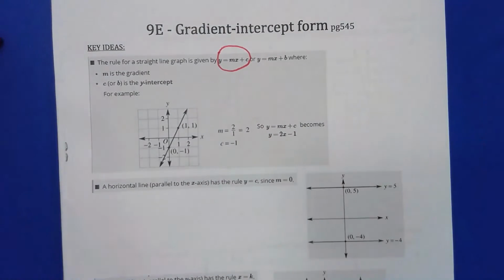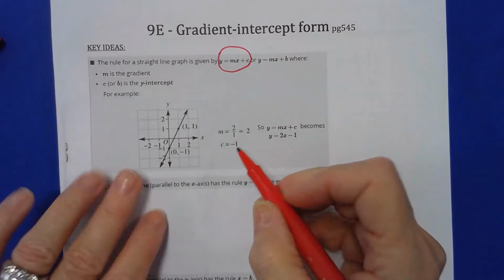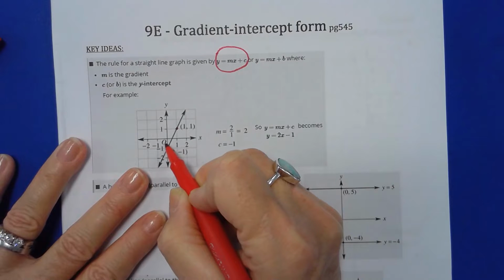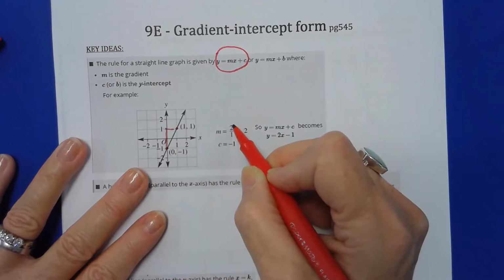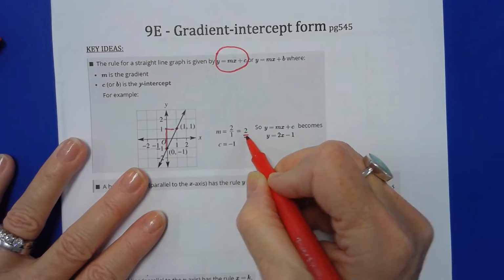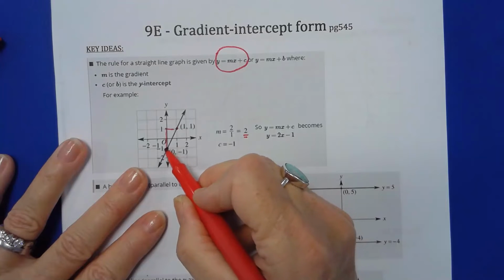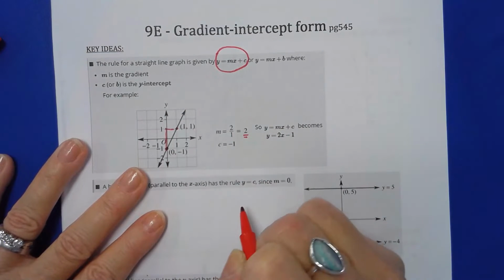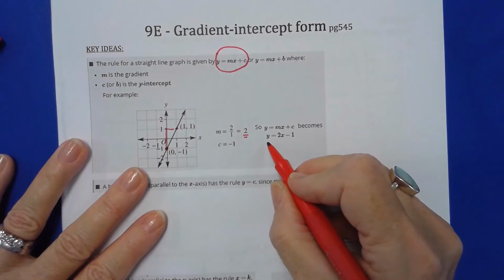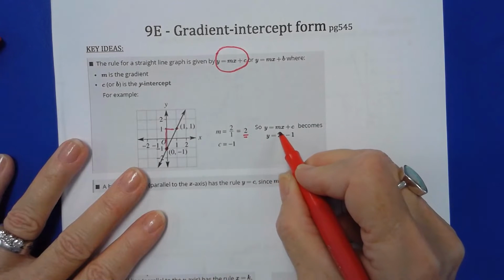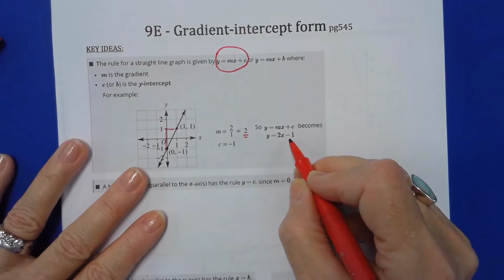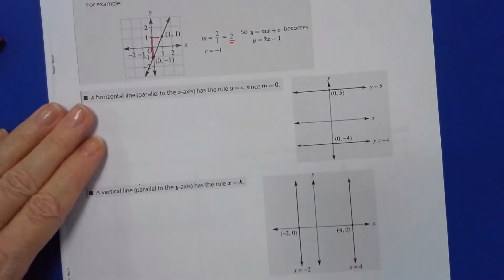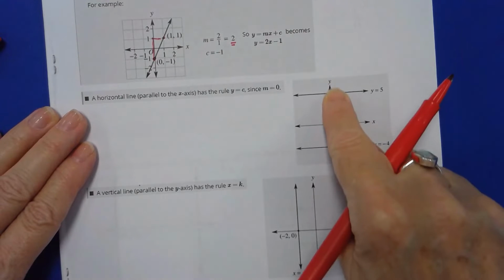So in this picture here, first I'm going to find the gradient. From one point to the next, I'm going to go up 2 over 1, up 2 over 1. So the gradient's 2. And I can see this dot here on the y-axis is at -1. So I write the line, y equals 2x minus 1. Okay, I like it.